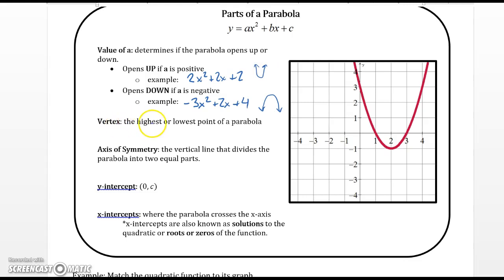Okay, the vertex is the highest or lowest point. On this example over here, it's right here. It's going to be where your parabola changes directions. So it will be right here. On this one, it will be right here when it's opening down. So that's why it's the highest or lowest point. It's on the axis of symmetry, which is our next vocab term here.